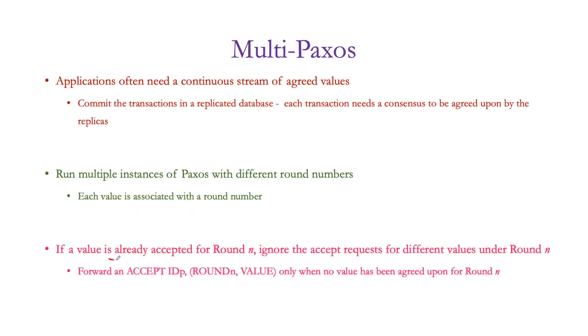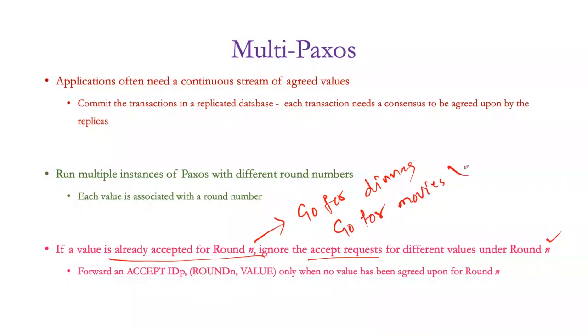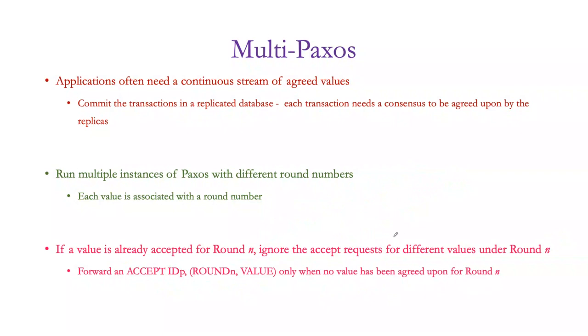If a value is already accepted for round n, then ignore an accept request for a different value under round n. For example, at the nth round they first agreed to go for dinner, and in the accept request, which is again broadcast by the promiser, instead of going for dinner it says go for a movie. This will be ignored. Forward the accept ID and round number with a value only when no value has been agreed upon in round n. This is the case of multi-Paxos.